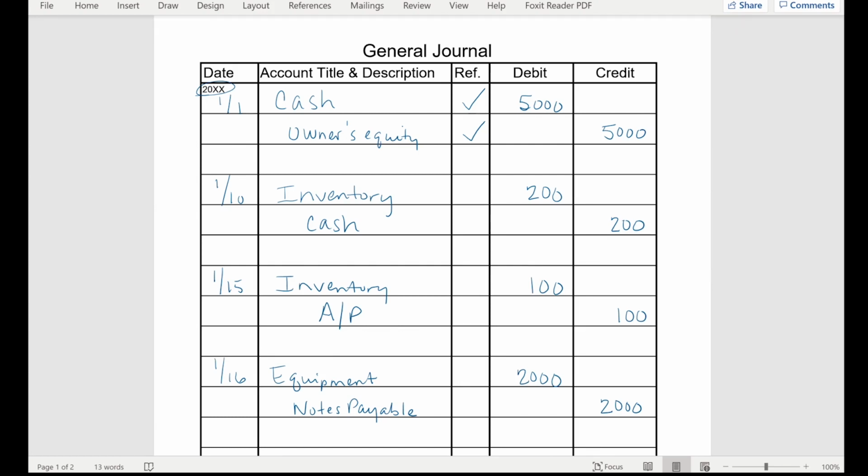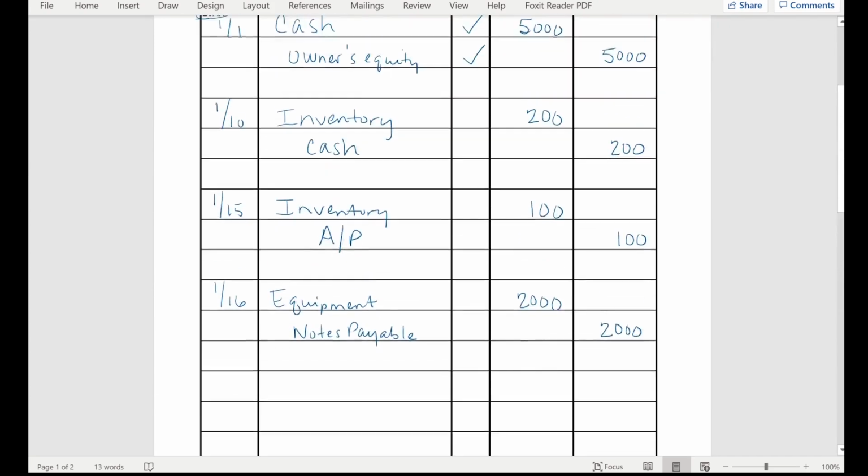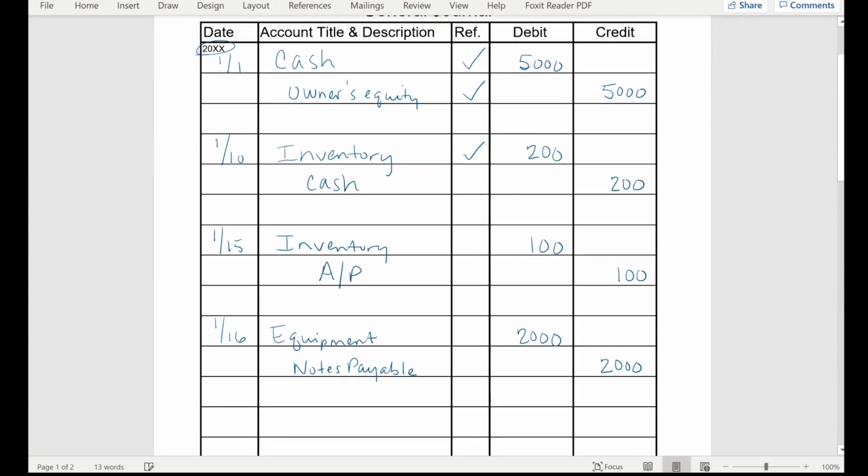So the next journal entry that we're going to transfer is that $200 inventory purchase that was purchased with cash. So we'll go down here to inventory. And that transaction was on 1/10. So we're going to say 1/10, and we're going to debit inventory. And then we're going to go over, since it was a cash purchase, and we're going to credit cash. So we're reducing the cash amount because we paid that cash out. I'm going to go back up and check mark those so that I know that I've done them.